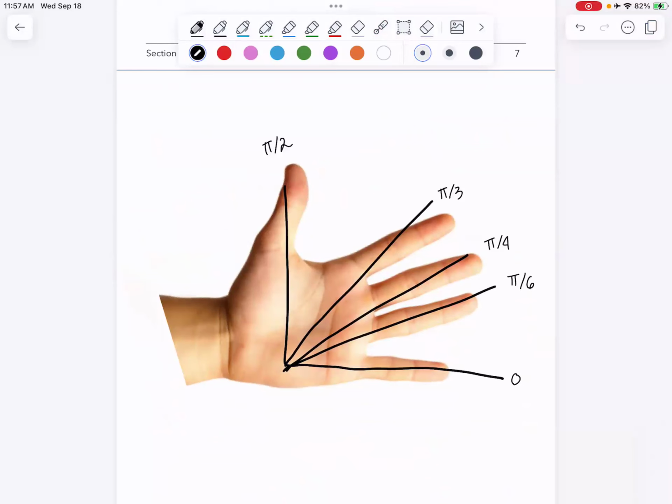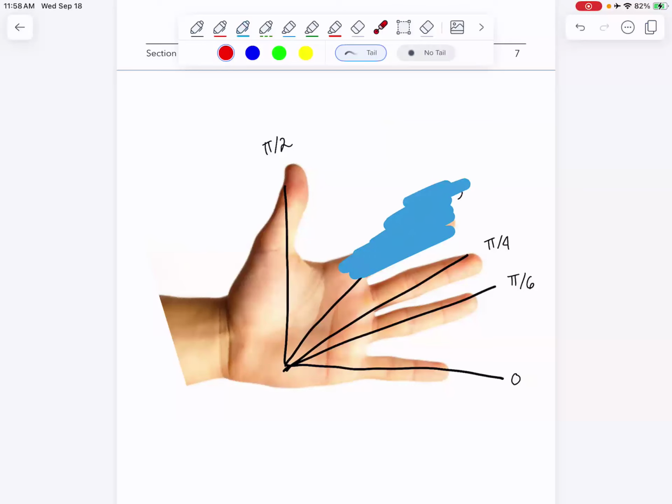And the way that this works is when you put down a finger, you're left with a certain amount of fingers on either side of that finger up. So for instance, if I were to put down my pi over 3 finger, let's do that with, I'll just use blue. All right, let's say we put down this finger. What you're left with is your thumb up and then these 3 fingers over here up.